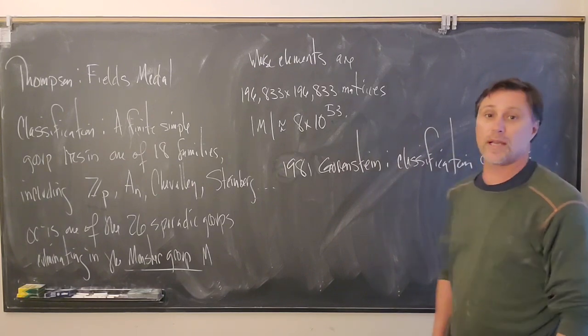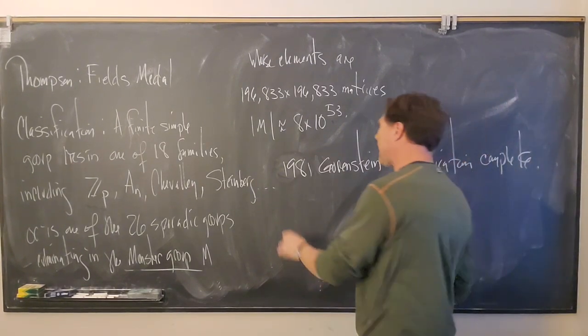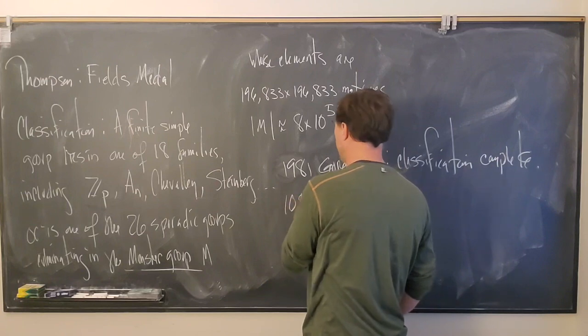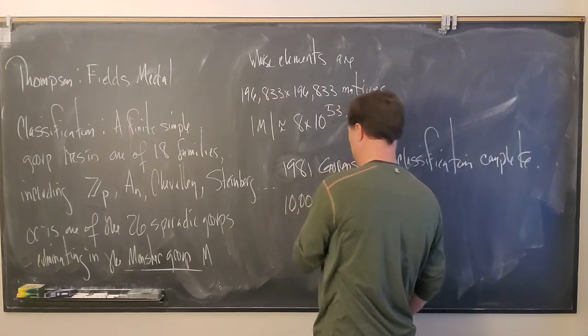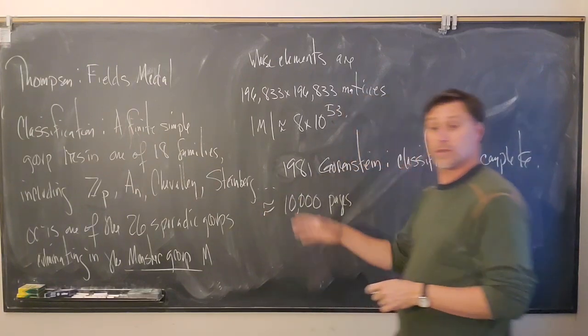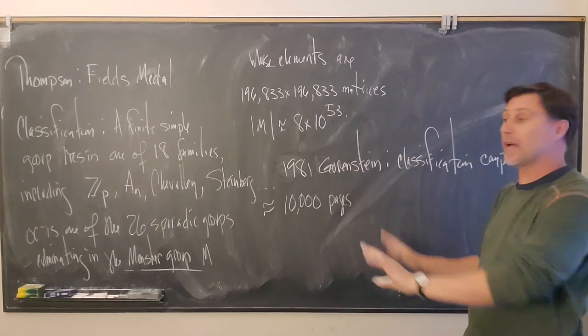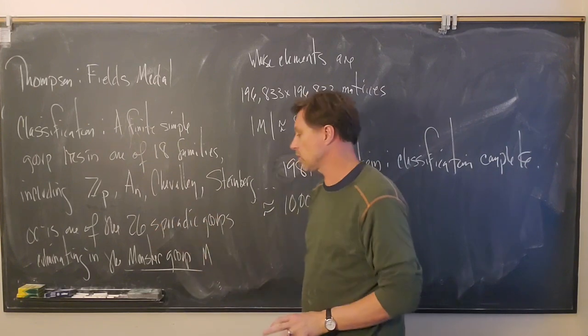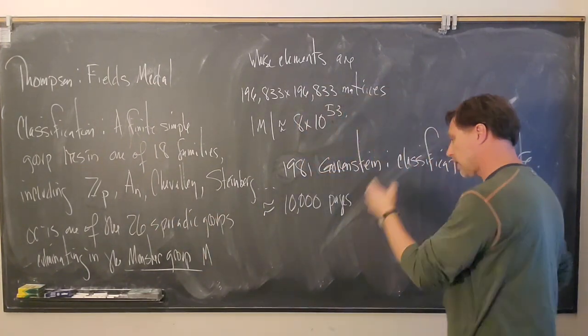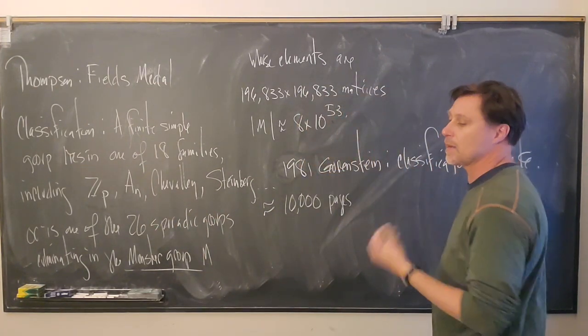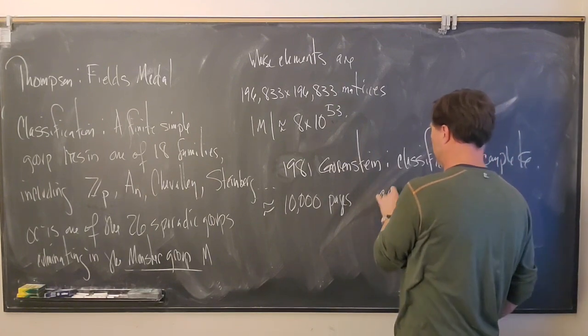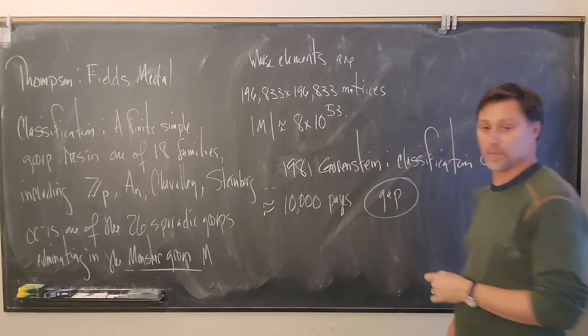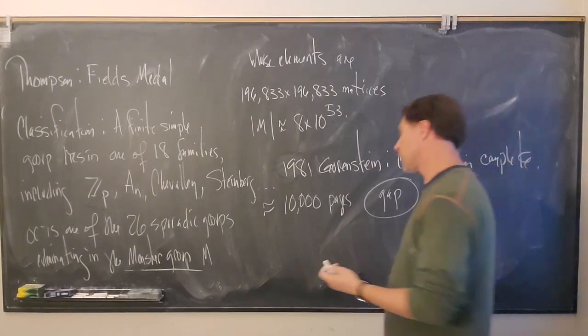And then people realize, oh, there's a gap. Now, I mean, this is 10,000 pages that you have to weed through, right? To get all of the classification understood, all of these 18 families plus understanding the sporadic groups. About 10,000 pages. And at some point, someone discovered a gap. Oh, we missed something. And so then it took another while.